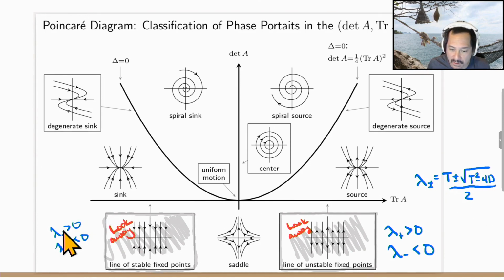Because the trace over here in quadrant 3 is negative. I subtract some square root from it. It becomes more negative. So, yeah, I get a positive eigenvalue and a negative eigenvalue. I get saddles down here. So what have we learned?